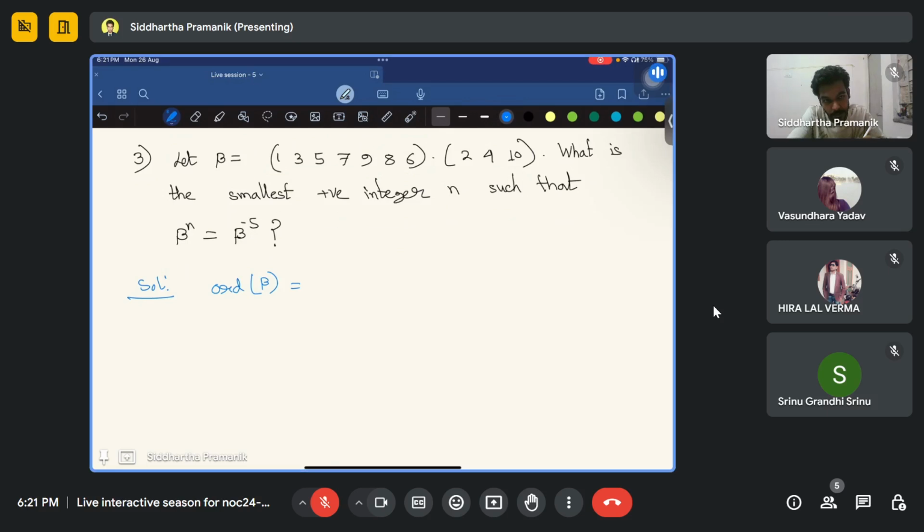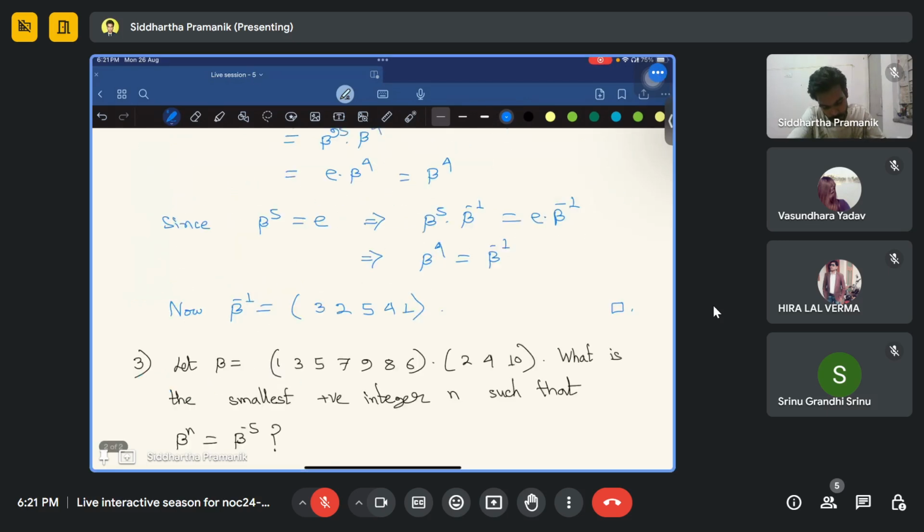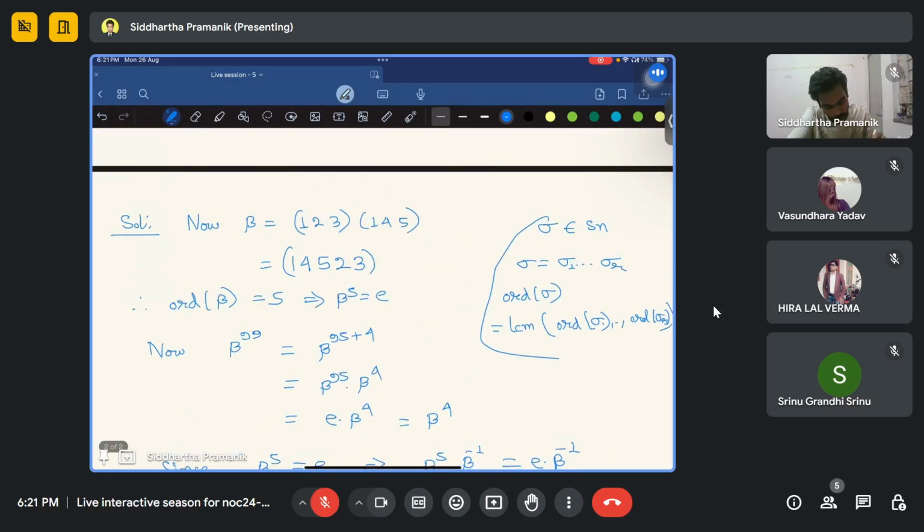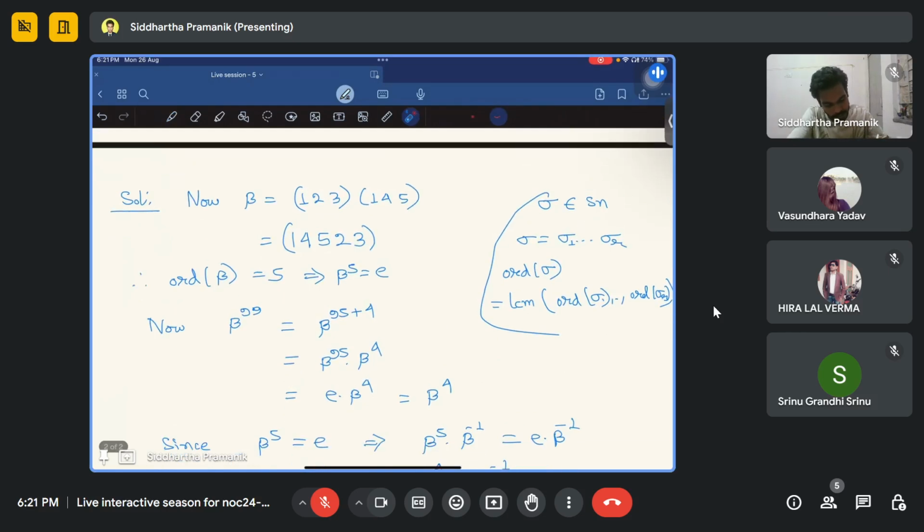Is it? So the order is the LCM of the orders of the disjoint cycles. So this is your sigma, and this is your disjoint cycle form, meaning this sigma is a product of disjoint cycles. So the order of sigma is the LCM of the order of sigma 1, order of sigma 2, dot dot up to the order of sigma r.